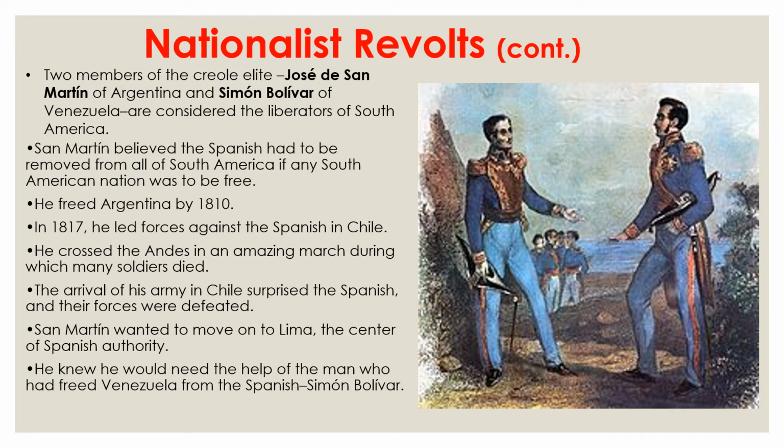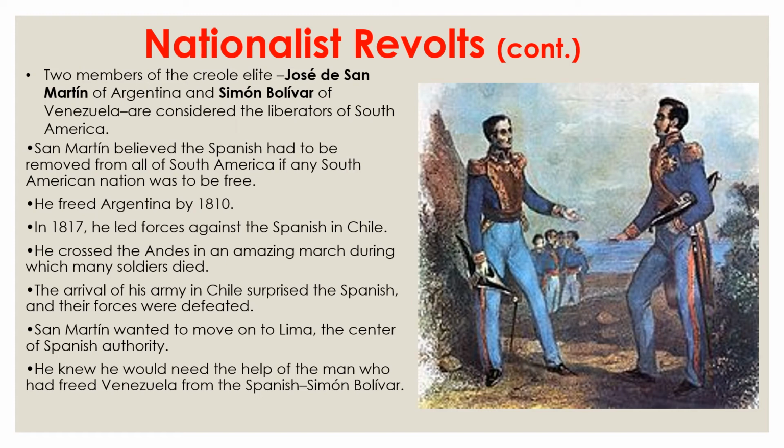Two members of the Creole elite, Jose de San Martin of Argentina and Simon Bolivar of Venezuela, are both considered the liberators of South America from Spanish control. San Martin believed the Spanish had to be removed from all of South America if any South American nation was ever to be free. And he himself led a movement to free Argentina from Spanish control in 1810. In 1817, he led forces against the Spanish in Chile to try to free Chile. He crossed the Andes in an amazing march during which many soldiers died. The arrival of his army in Chile surprised the Spanish and their forces were defeated.